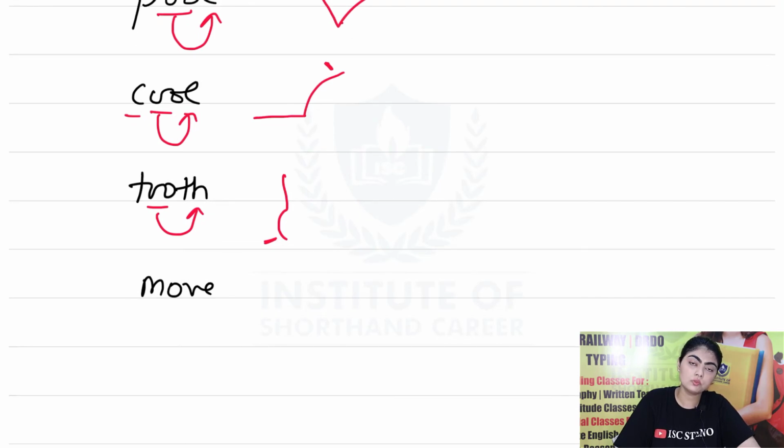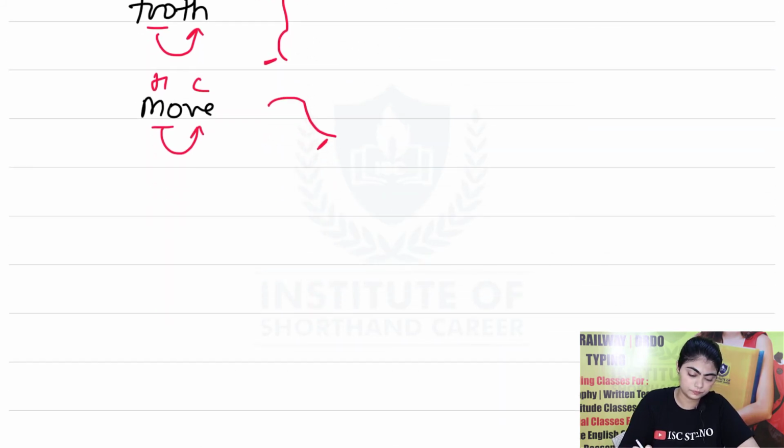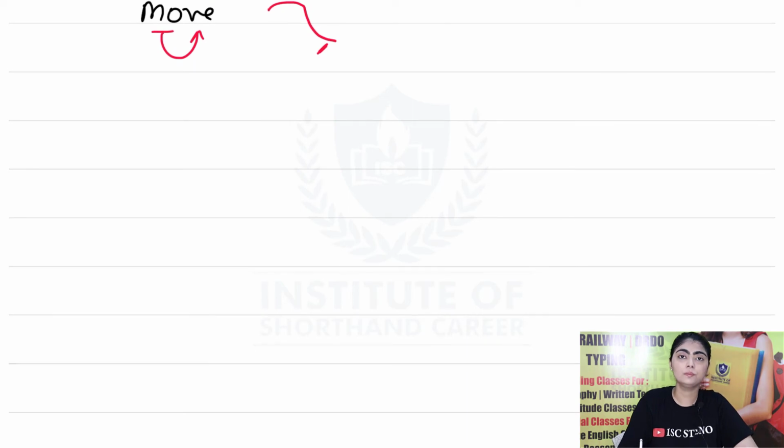And the last word is move. Move. M is horizontal, V is curved. So M is placed over here. V like this. Oo sound is placed on V's third position and before V. So move. I hope this is clear to you. So we are moving towards the last sound, that is of short oo.